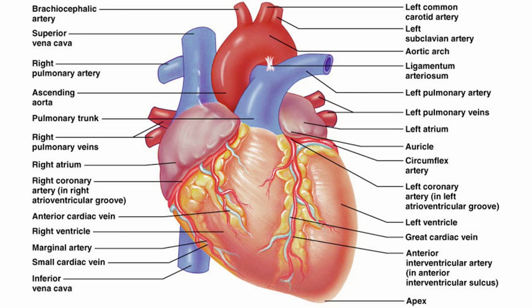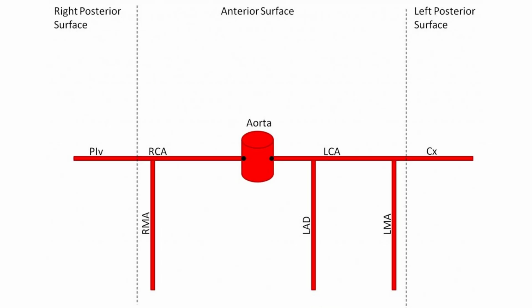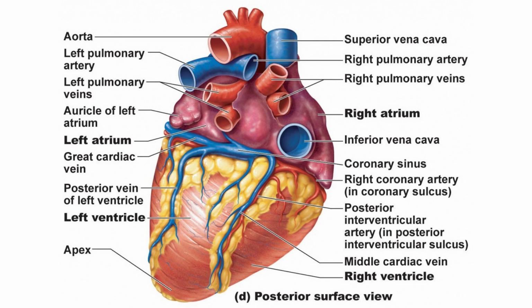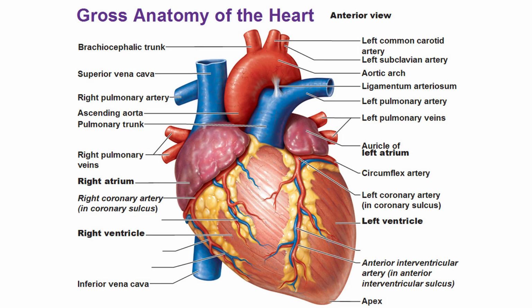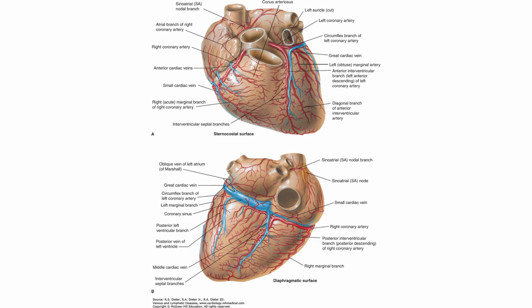The cardiac rhythm is controlled by a specialized electrical conduction system. The impulse originates in the sinoatrial node, the heart's natural pacemaker. It then spreads to the atria, then to the atrioventricular node, and finally to the ventricles via the bundle of His and Purkinje fibers, causing coordinated contraction of the myocardium.